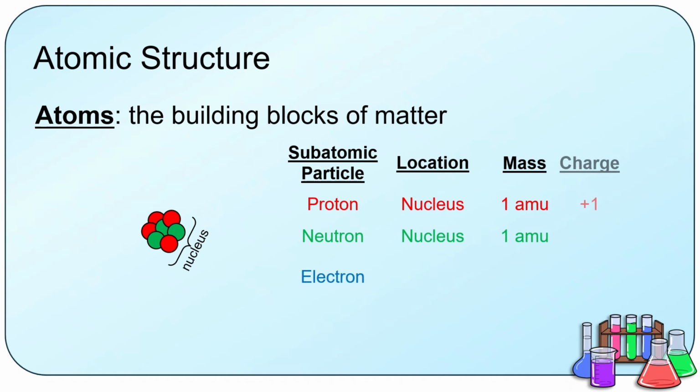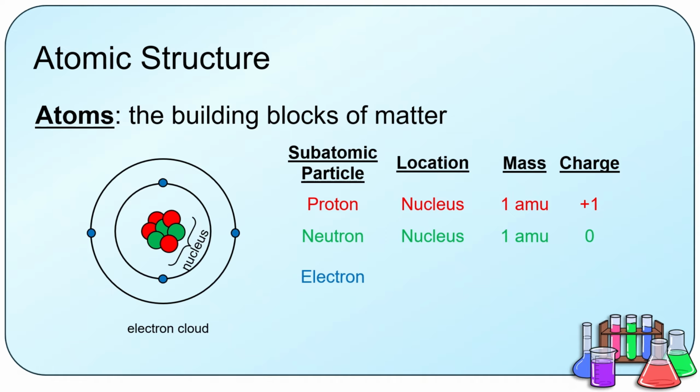Each proton has a positive 1 charge. You can remember this because protons and positive both start with P. Neutrons have no charge, or 0 charge. Neutrons are neutral. Outside the nucleus, we have the electron cloud, and this is where we find the electrons. Electrons have no mass, and each electron has a -1 charge.